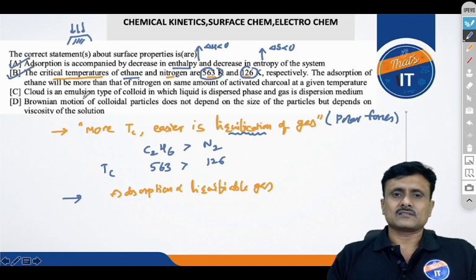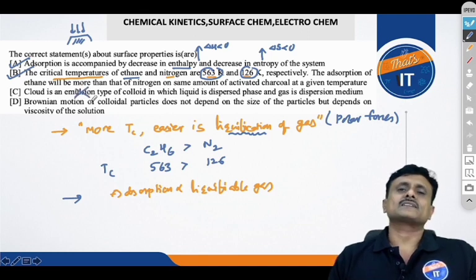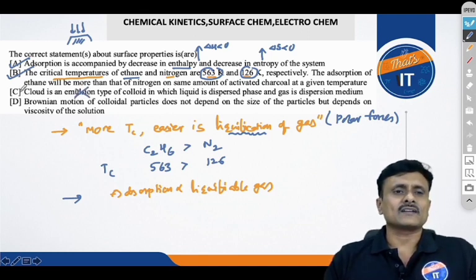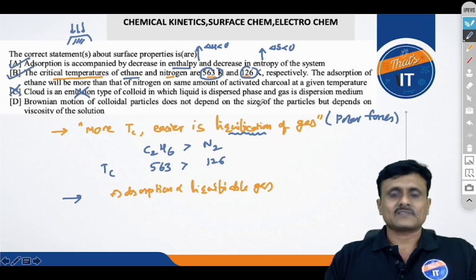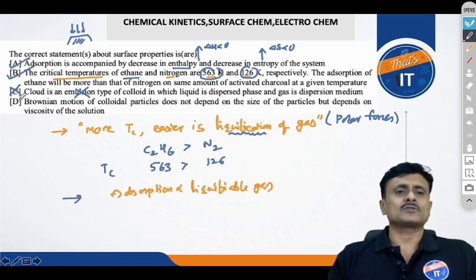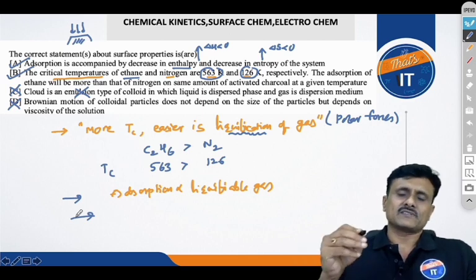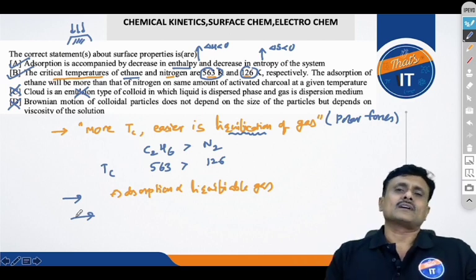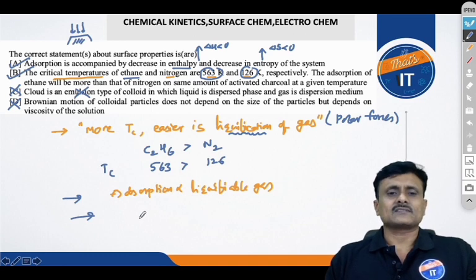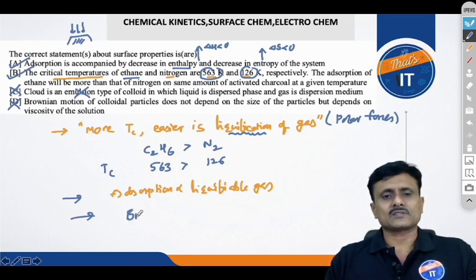Cloud is an emulsion. Okay, so this is a wrong statement, that cloud is a colloid, right? So this is wrong. Brownian motion of colloidal particle does not depend upon the size. It is wrong, right? As we know that the Brownian movement is all about the interaction between the light particle with the colloidal particle, and you know that it is directly proportional to the Brownian motion.